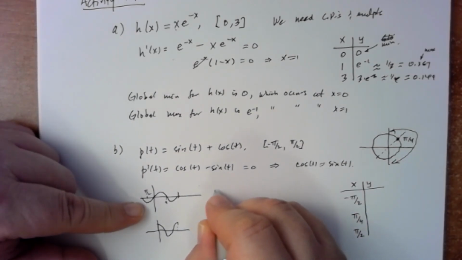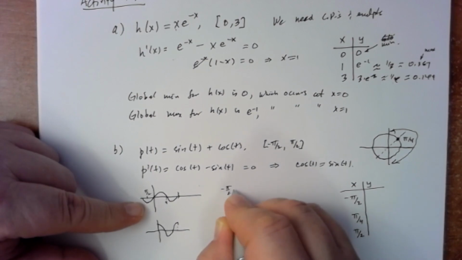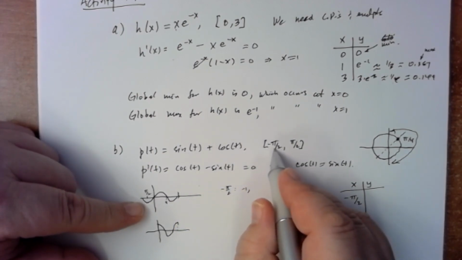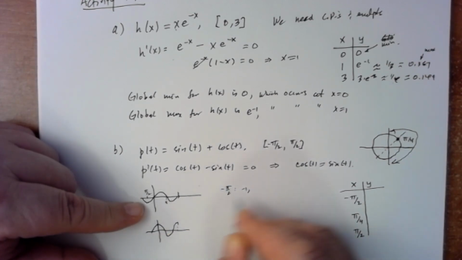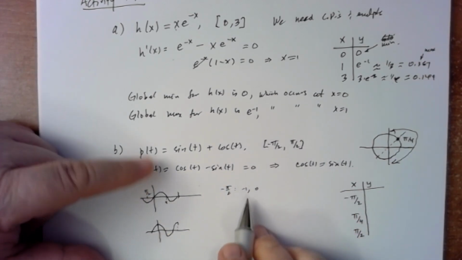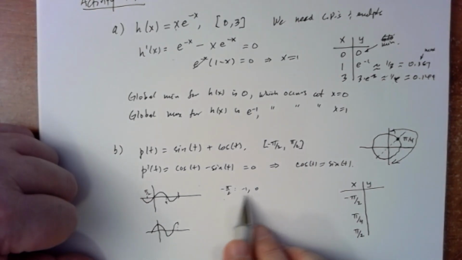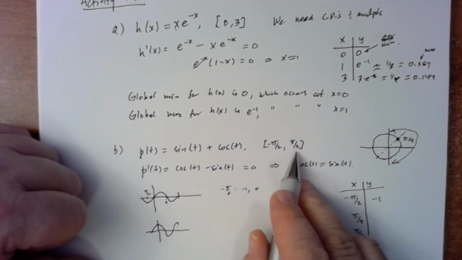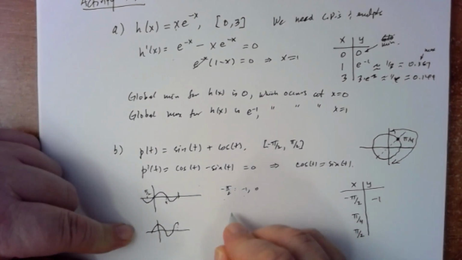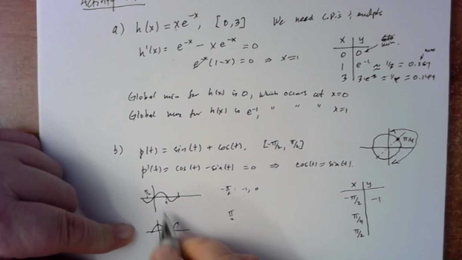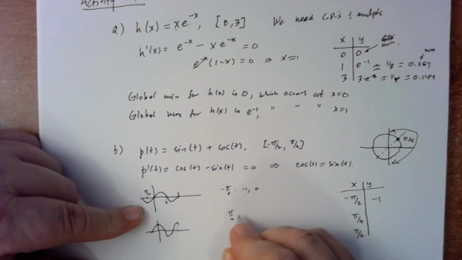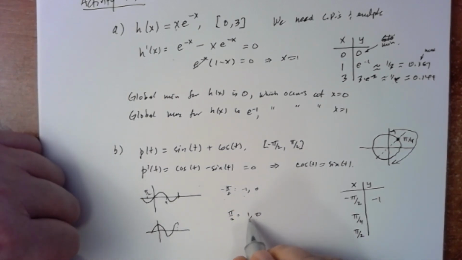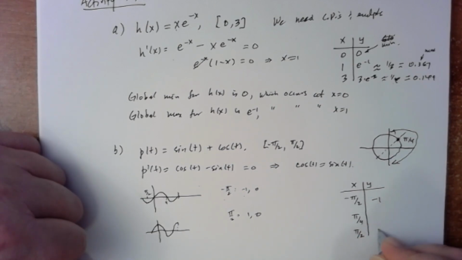So at negative pi over 2, sine is negative 1. Cosine of negative pi over 2 would be 0. Okay, so at negative pi over 2, we'll be adding negative 1 and 0. So we'll have a minus 1. And then what happens at positive pi over 2 while we're sitting here? At positive pi over 2, the sine is 1, but the cosine is still 0. Right, so 1 plus 0 is 1.